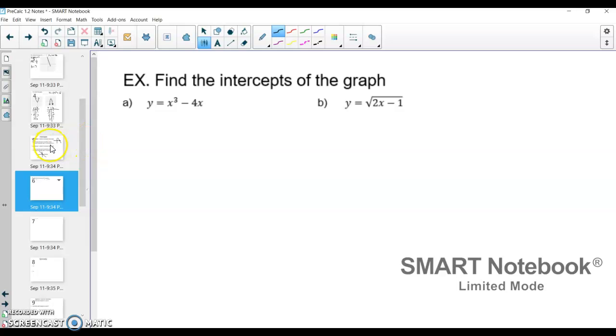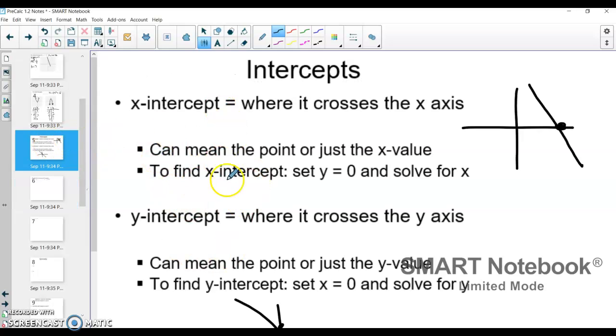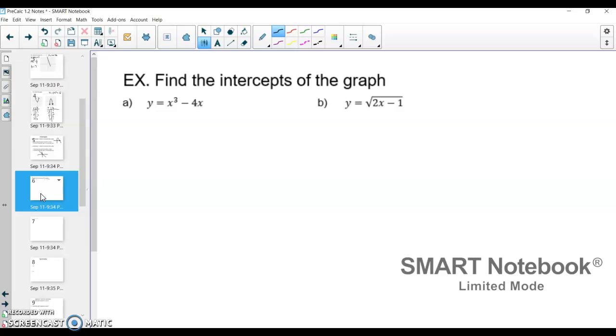Finding the x and y intercepts. Like it will say in your notes, if you want to find the x-intercept, plug in 0 for y. If you want to find the y-intercept, plug in 0 for x. And so that's what we're going to do. We're going to plug in 0 for x and 0 for y. So the first one we're going to do is find the x-intercept.